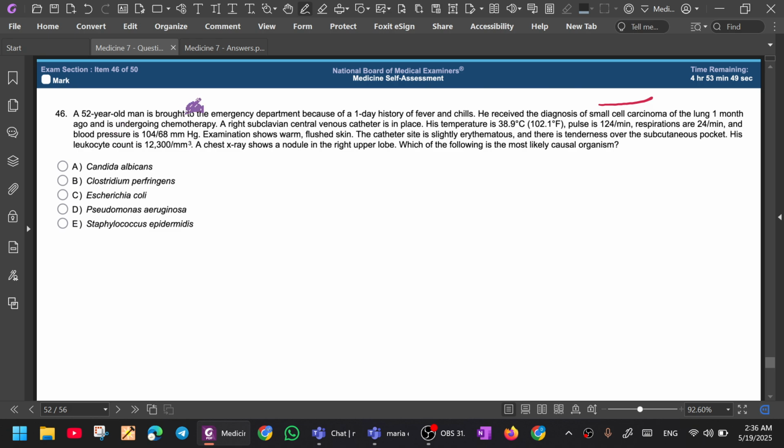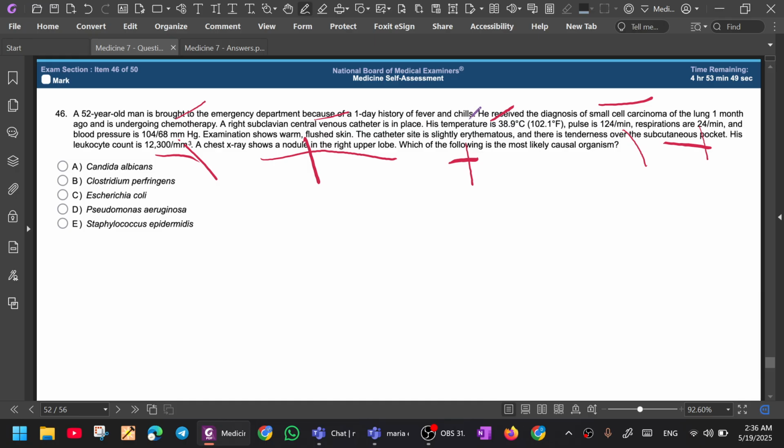A right subclavian central venous catheter is placed. Temperature is high, pulse is high, respirations are high, BP is low. Exam shows warm, flushed skin, and the catheter site is slightly red. There is tenderness over the subcutaneous pocket. Leukocyte count is high, and chest X-ray shows a nodule in the right upper lobe.